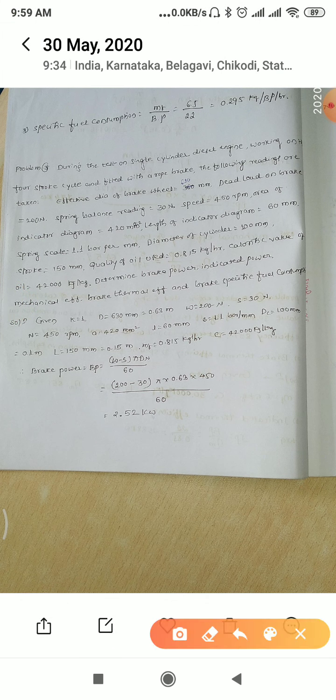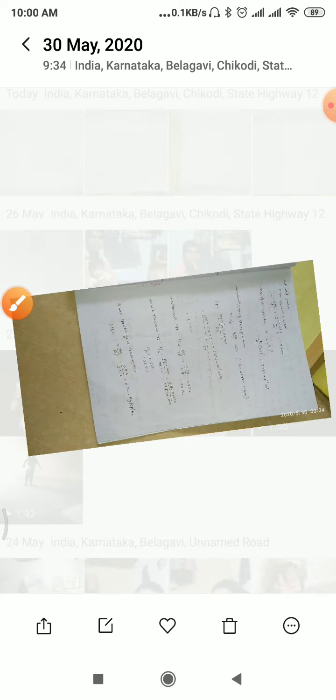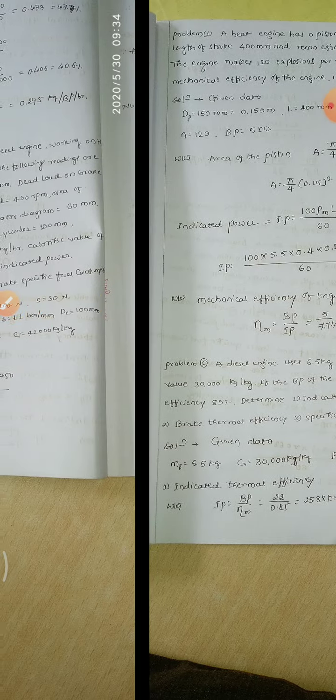So MF equals 6.5 kg. Here it is kg. BP per hour is there as it is. That is equal to 0.295 in terms of kg per BP per hour. This is the value of specific fuel consumption. These are the two problems of first chapter. This is the first, this is the second.